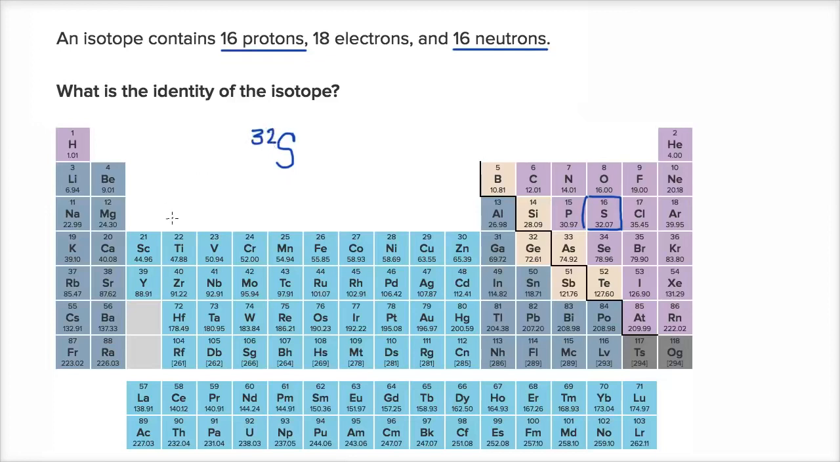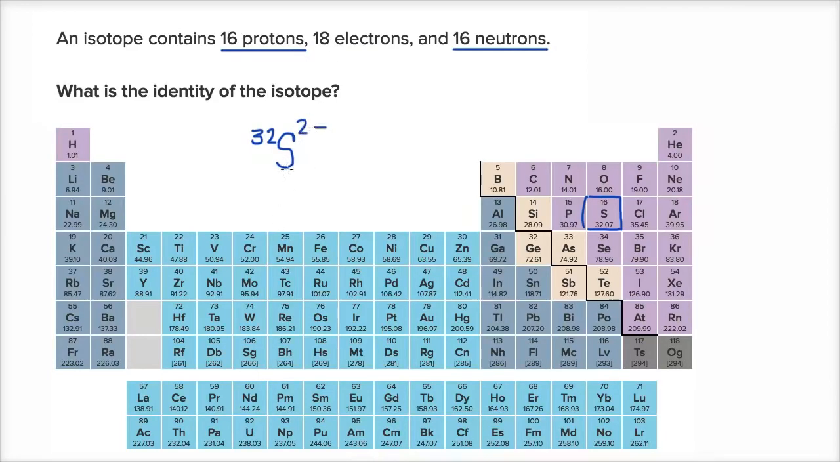Now let's figure out if there's going to be any charge here. Well, the protons have a positive charge. The electrons have a negative charge. If you have an equal amount of protons and electrons, then you would have no charge. But in this case, we have a surplus of electrons. We have 2 more electrons than protons. And since we have a surplus of the negatively charged particles, and we have 2 more, we're going to have a negative 2 charge, and we would write that as 2 minus.